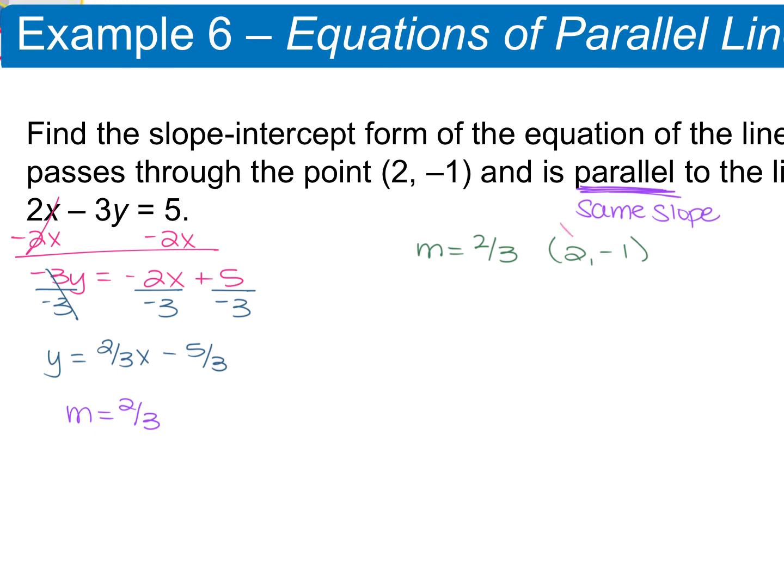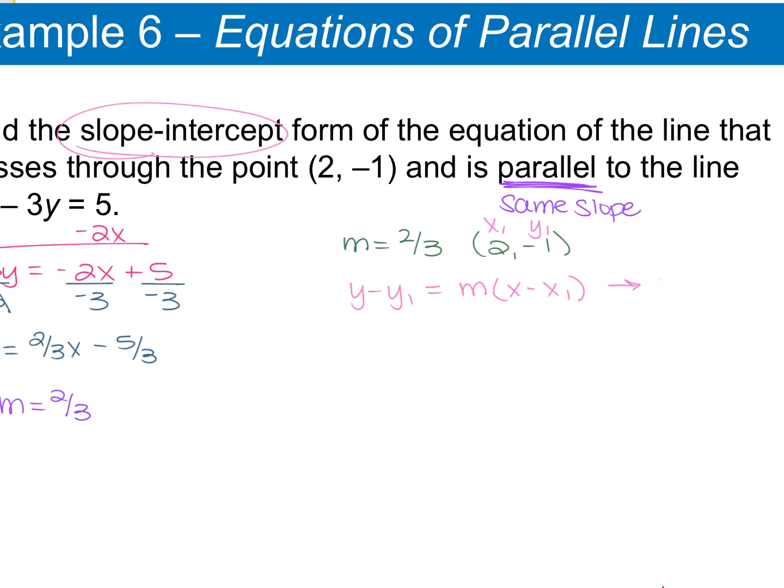The 2 is going to be your x1, the -1 is going to be your y1, and you're going to plug those values into y minus y1 is equal to m times x minus x1. It tells us that we want our equation in slope-intercept form, so we then have to turn that into y equals mx plus b.